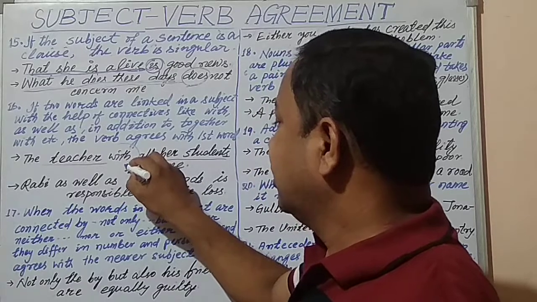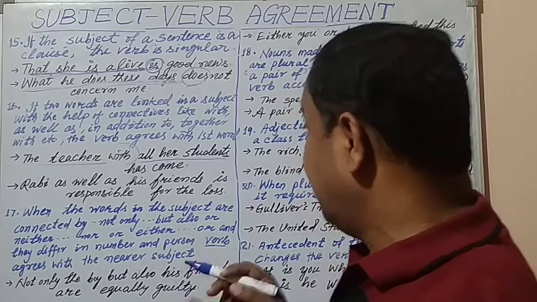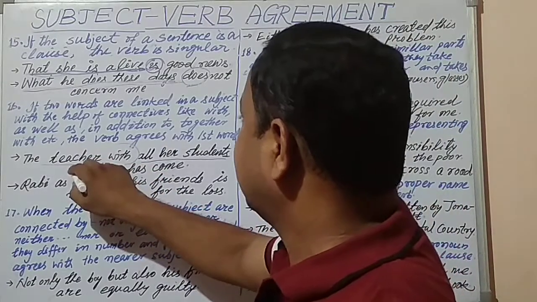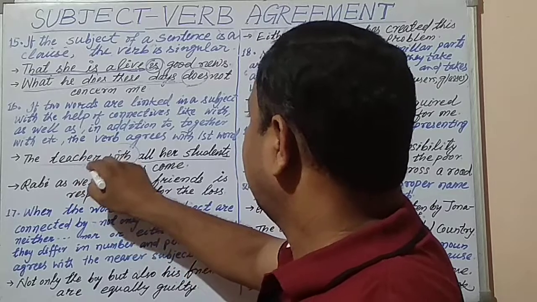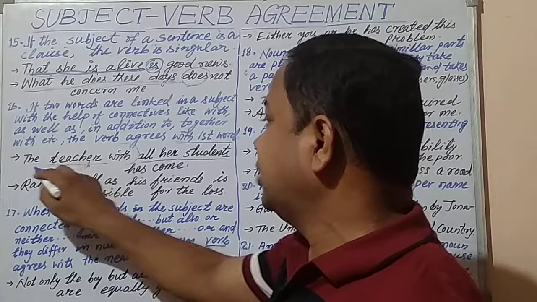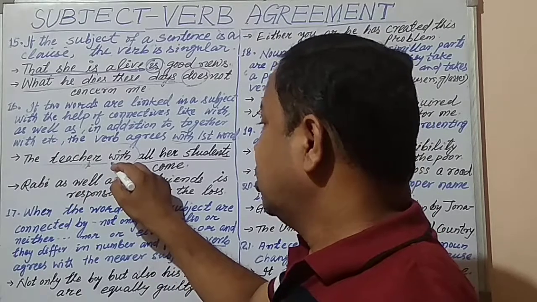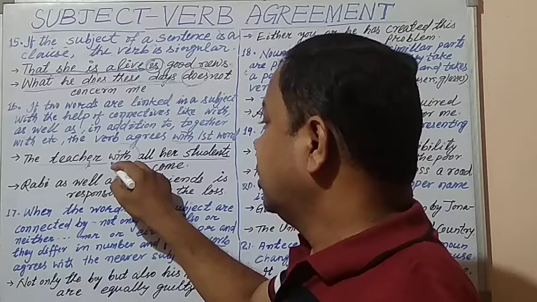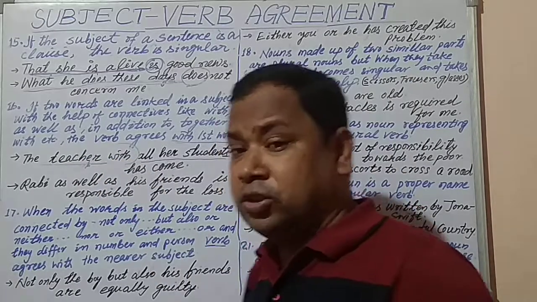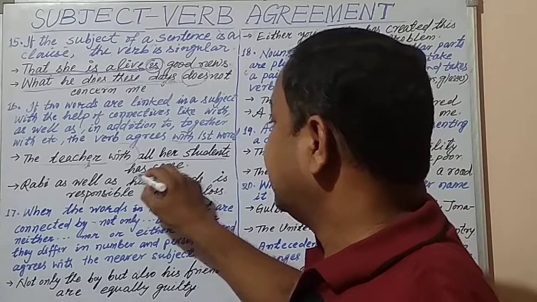So this will take the verb that agrees with the first one. You see here this one. Okay. Agrees with the first word. The first word is the teacher. So if the first word is the teacher, the verb will be according to the teacher, and the teacher is third person singular number, hence the verb here is has.